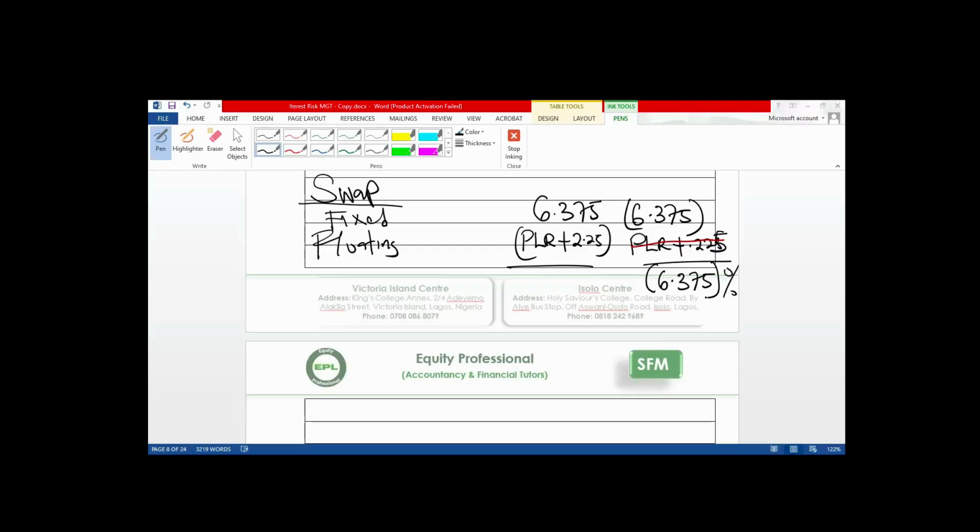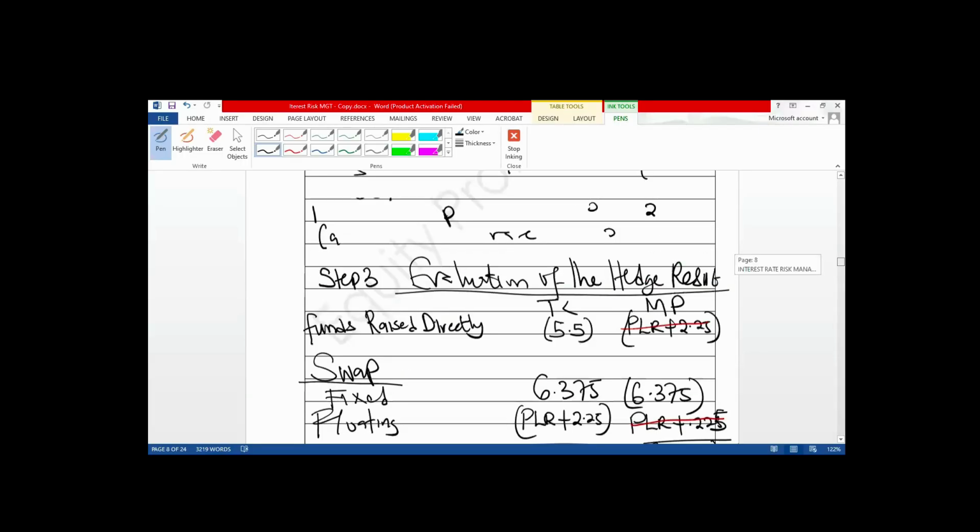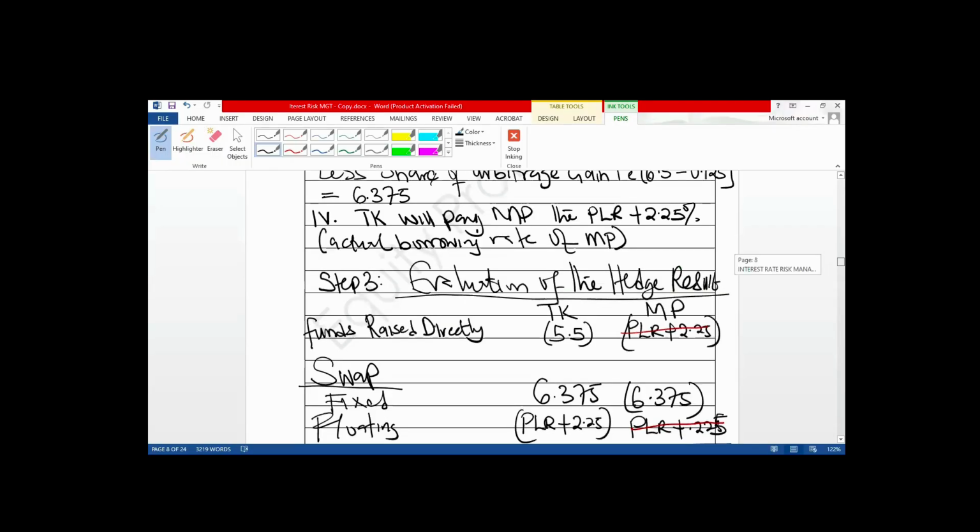Assuming there's no swap, MP will have borrowed at 6.5%, because his preferred choice is fixed rate. By going into swap, MP is borrowing at 6.375. That means MP's cost of borrowing has reduced.